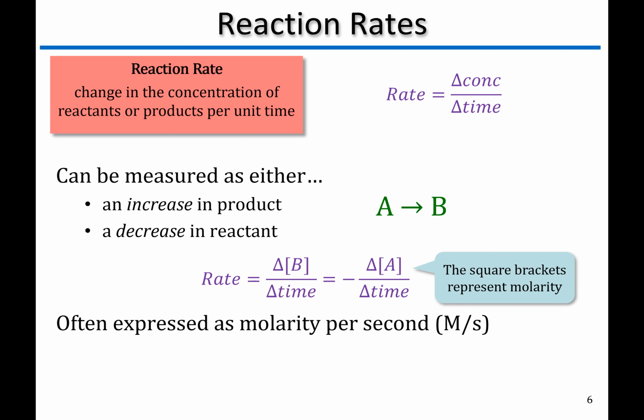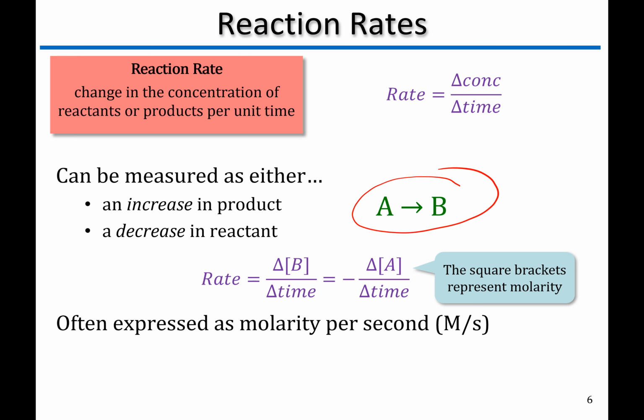Okay, so let's get into reaction rates. What exactly is a reaction rate? This is just a change in the concentration of the reactants or products per unit of time. So our rate is just equal to concentration over time. And this can be the concentration of either the products or of the reactants. It can be measured as either the increase in the products, since we're starting from no product and forming product, or the decrease in a reactant. If our two reactants are reacting with each other to form the product, obviously they're going away.